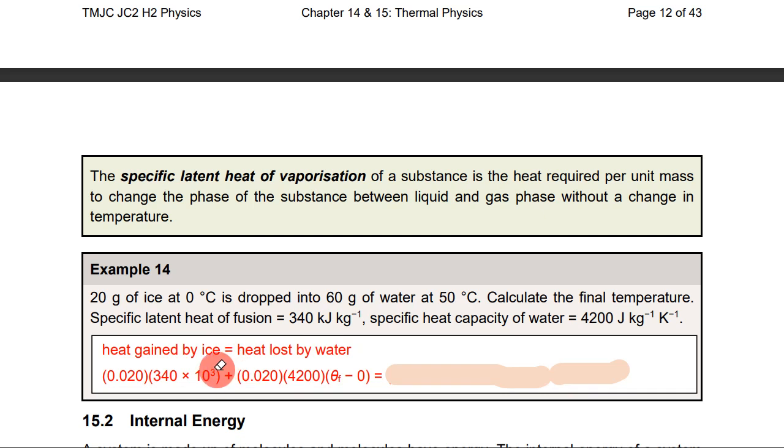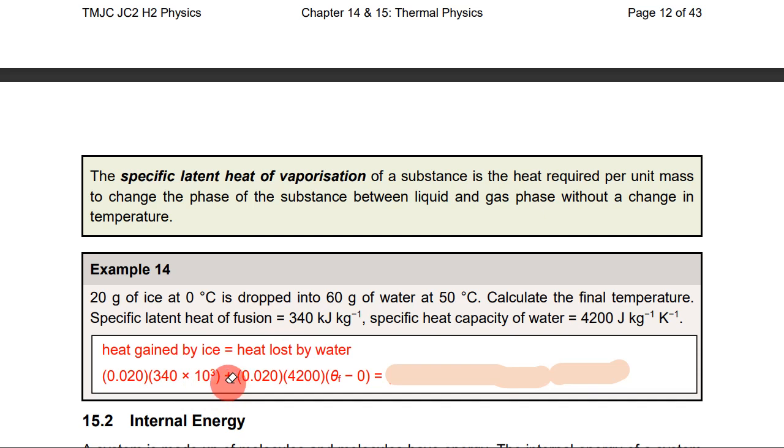But the heat gained by the ice comes in two stages. Initially, the temperature of the ice doesn't rise. Instead, the ice will melt. So this is the latent heat. The formula is mass times L. 20 grams is 0.020 kg, and L is the specific latent heat of fusion.